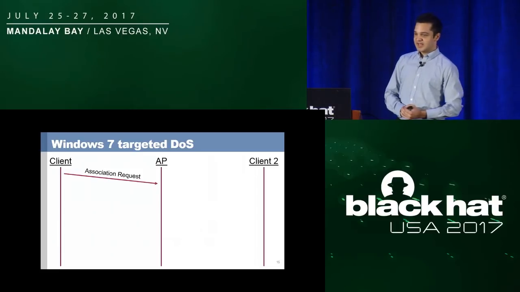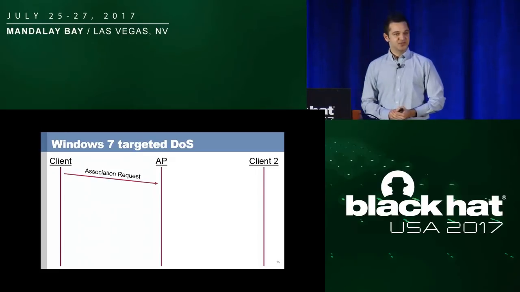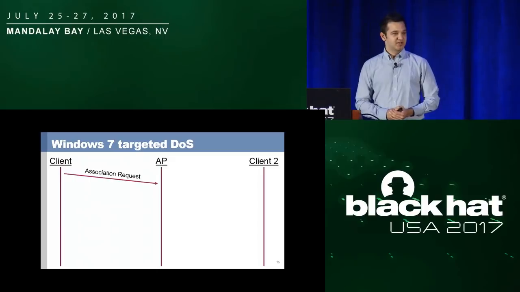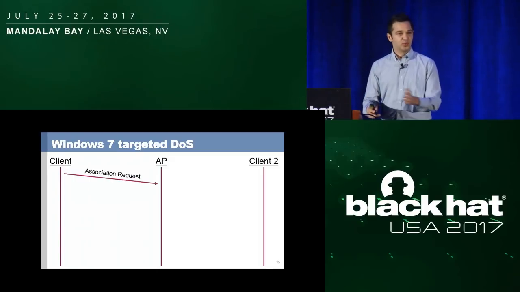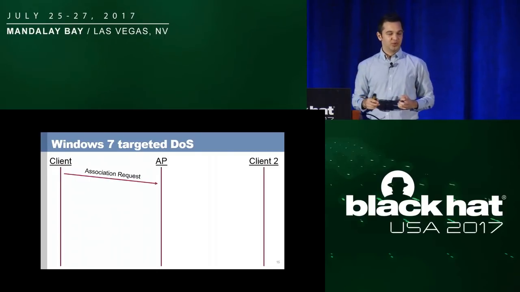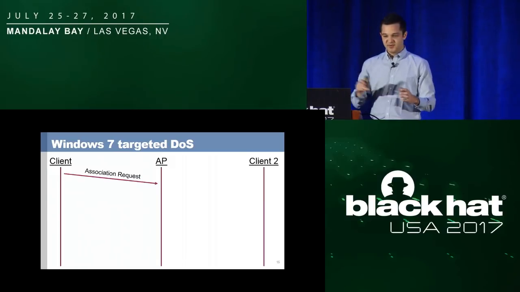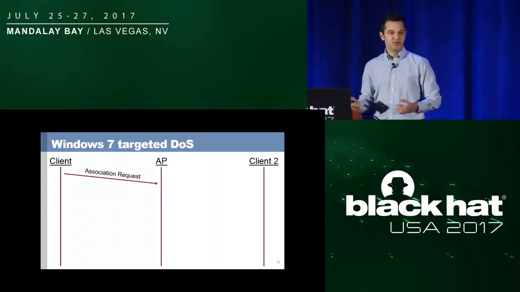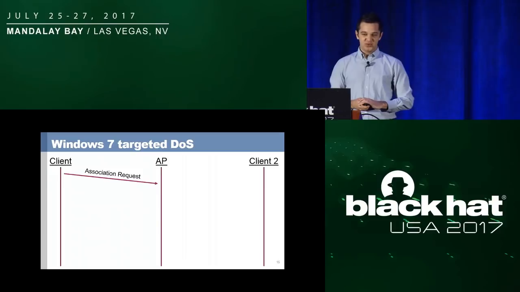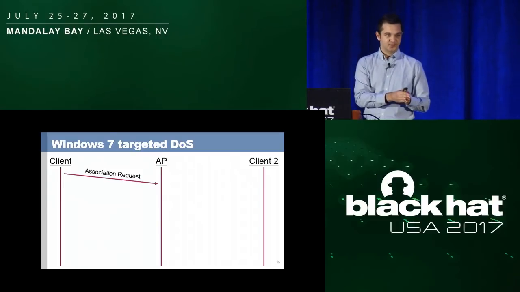So for the second attack that we found, it is a denial of service attack against Windows 7. On Windows 7 and also on Windows 8 and Windows 10, you are able to set up a hotspot. A normal infrastructure access point, you can set that up on Windows 7. And here we found a denial of service attack, which is very interesting because we can target a specific client using this denial of service attack.